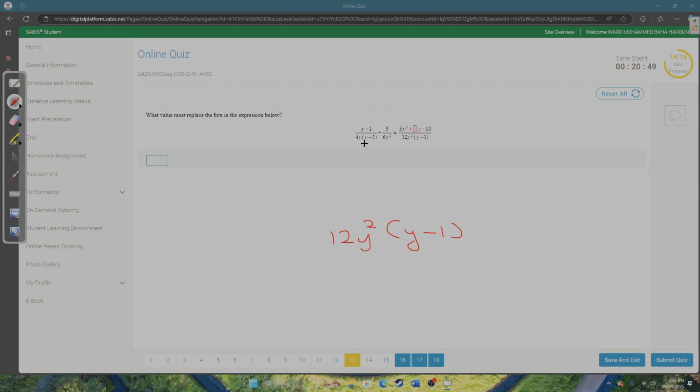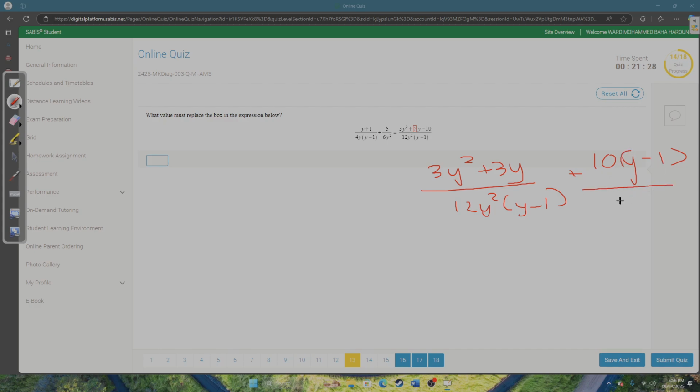But since you multiplied down by those numbers, you need to multiply up by those numbers. And we multiplied by 3y. So we multiply 3y by everything. You're going to get 3y squared plus 3y over 12y squared, y minus 1. You do that for the other one too. This one we multiplied by 2, y minus 1. So this is going to be 10 times y minus 1. So it's going to be 3y squared plus 3y plus 10 times y minus 1 over the thing. As we said, if we have the same denominator, we can just put them together, combine them.